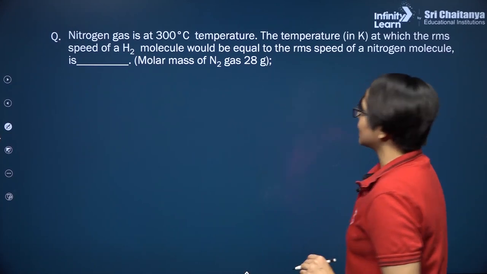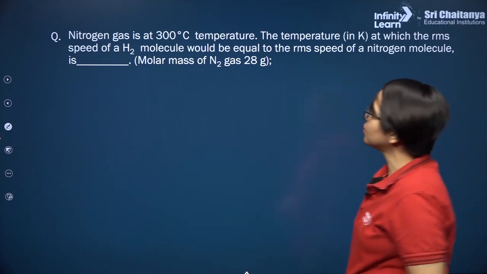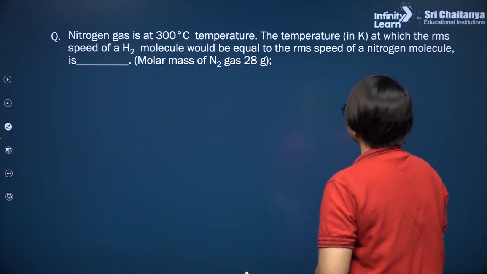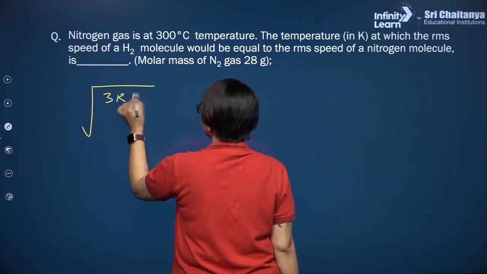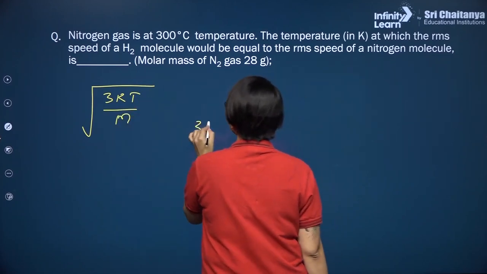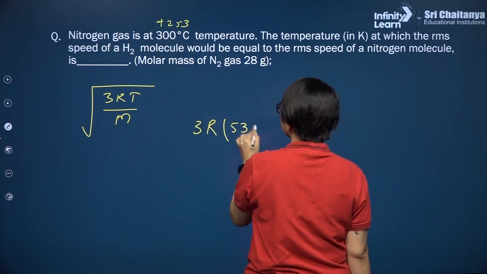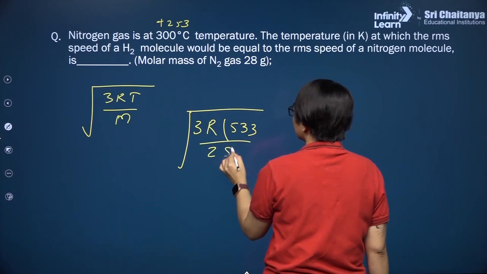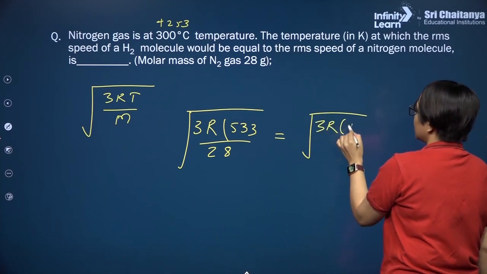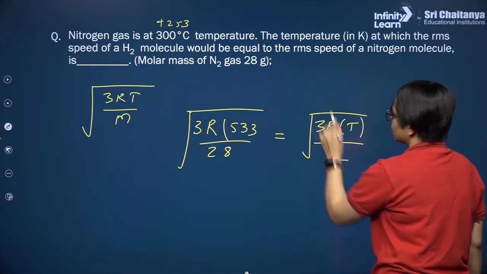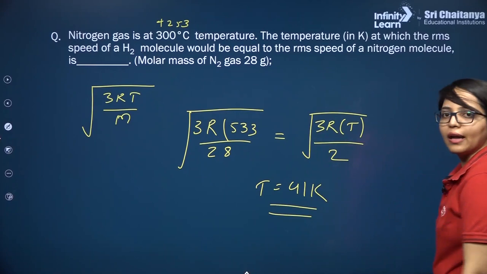Next is this one, nitrogen gas at 300 degrees Celsius temperature. The temperature at which the RMS speed of hydrogen molecule would be equal to the RMS speed of the nitrogen molecule is. So, RMS is under root 3 RT divided by M. For nitrogen, it will be under root 3 RT. Temperature is 300 plus 253 Kelvin, that is 553 divided by M is 28. And it should be equal to RMS for H2 molecule. So, it is under root 3 RT divided by M for H2 is 2. Right. So, after solving this one, you will get T as 41 Kelvin.